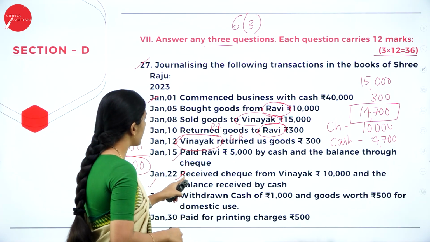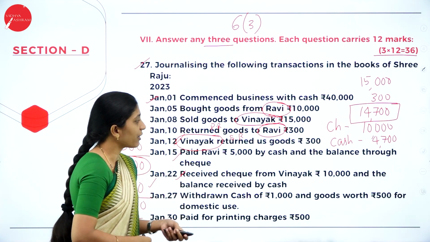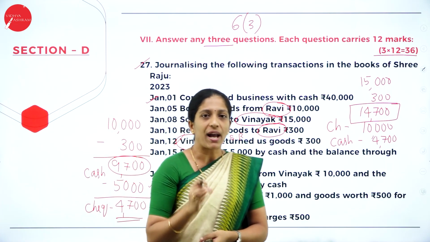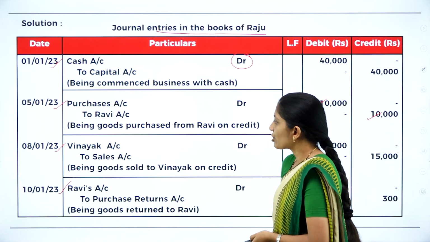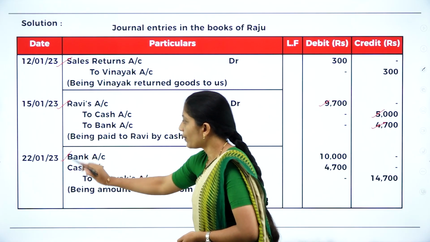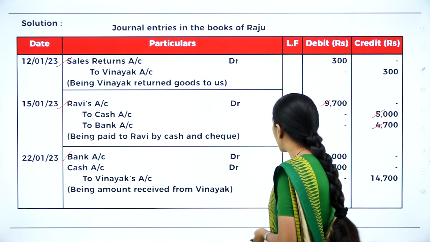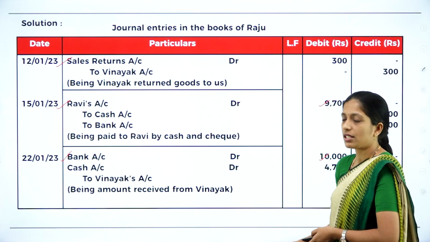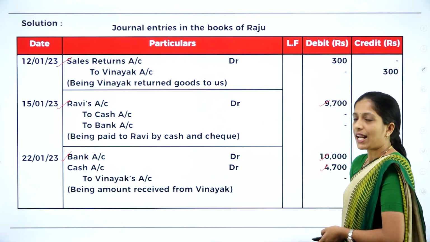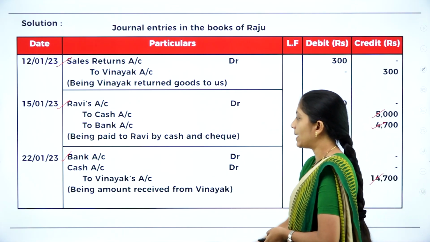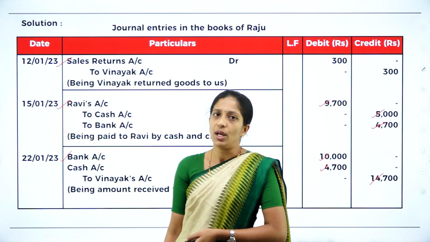So what is the entry? We have received check from Vinayak. So your entry will be bank account debit, cash account debit, to Vinayak's account. So let's see the entry. 22/1/23 bank account debit 10,000 because we have received in the form of check, cash account debit 4,700, to Vinayak's account, that is 14,700, being amount received from Vinayak.